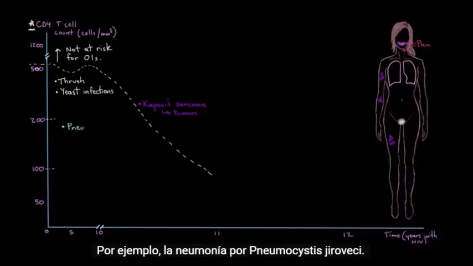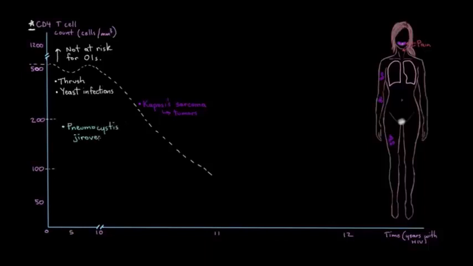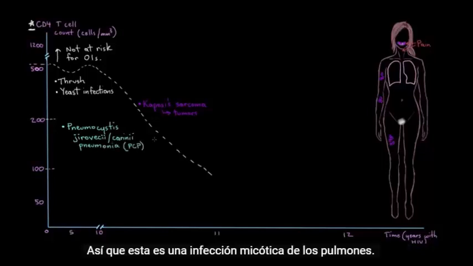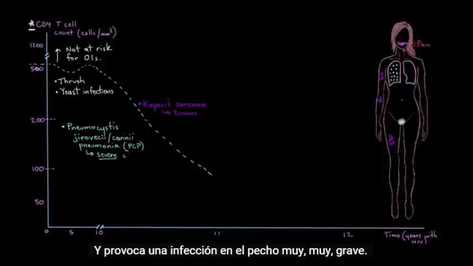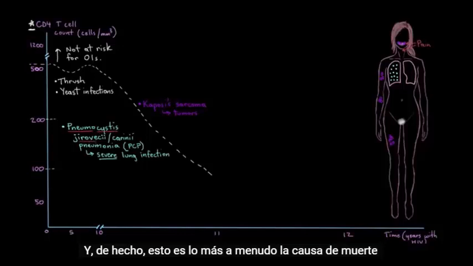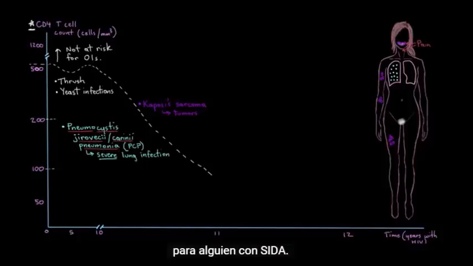For example, Pneumocystis jirovecii pneumonia, also known as Pneumocystis carinii pneumonia, or PCP. So this is a fungal infection of the lungs, and it causes a really, really severe chest infection. And in fact, this is most often the cause of death for someone with AIDS.